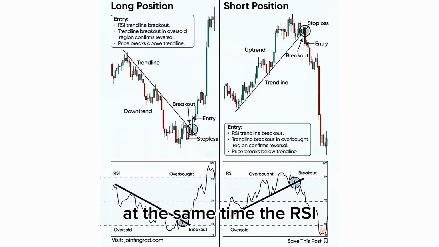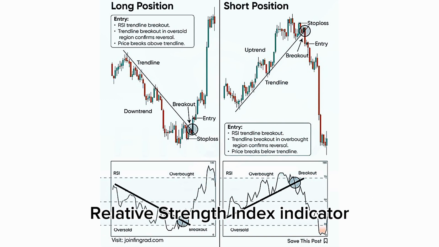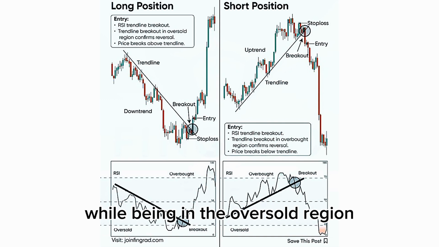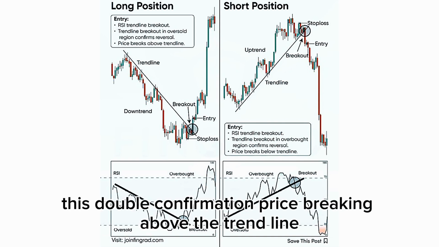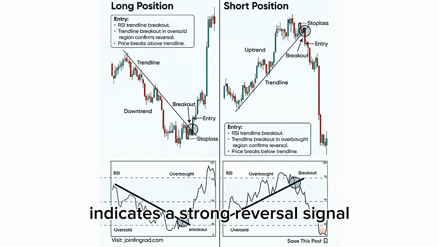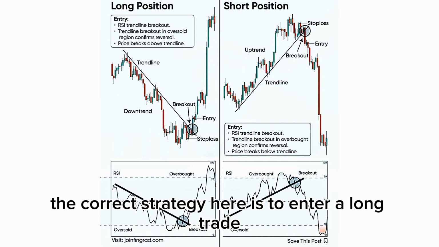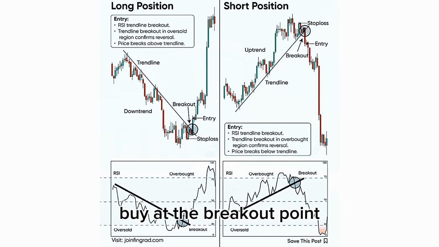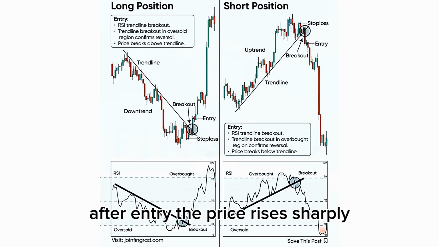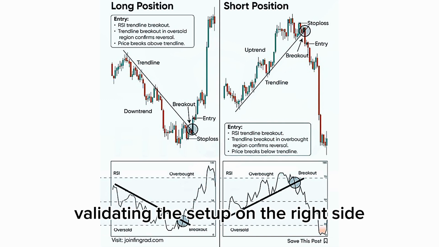a potential reversal. At the same time, the RSI, Relative Strength Index indicator, also shows a breakout from its own downward trend line while being in the oversold region, below 30. This double confirmation, price breaking above the trend line and RSI breaking out of the oversold trend line, indicates a strong reversal signal. The correct strategy here is to enter a long trade, buy, at the breakout point, with a stop loss placed just below the breakout level to manage risk. After entry, the price rises sharply, validating the setup.